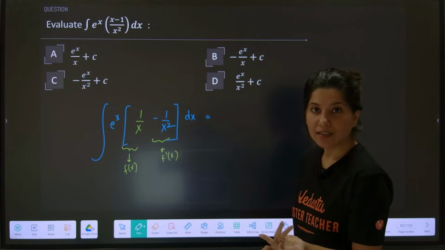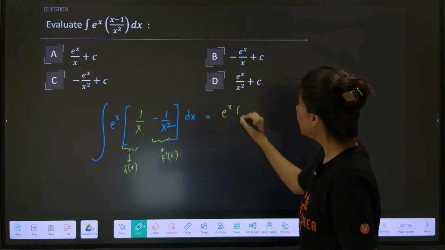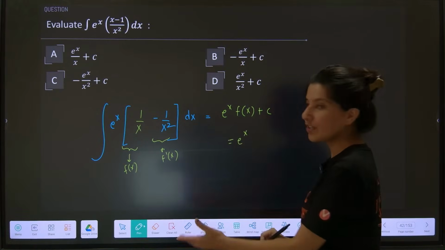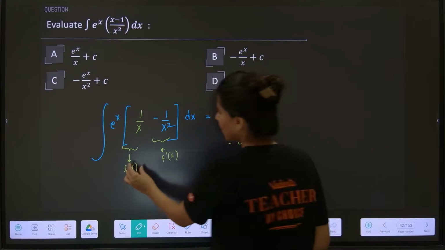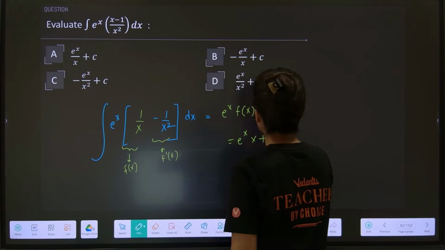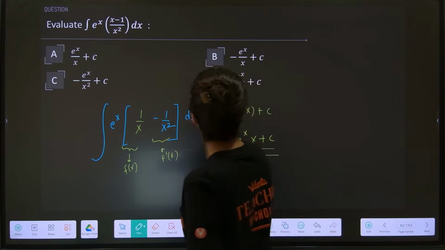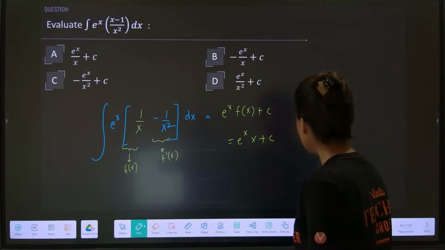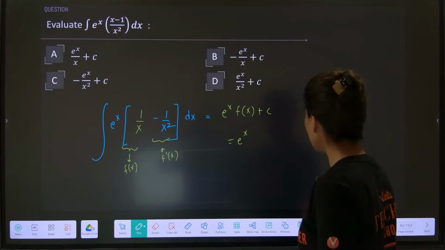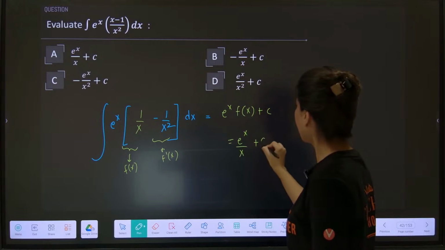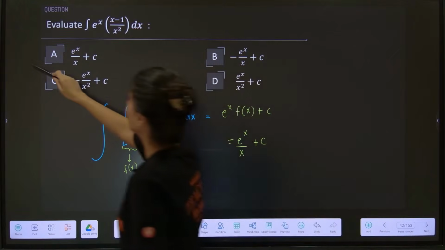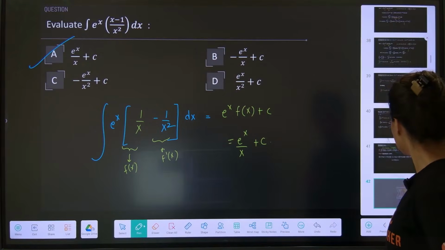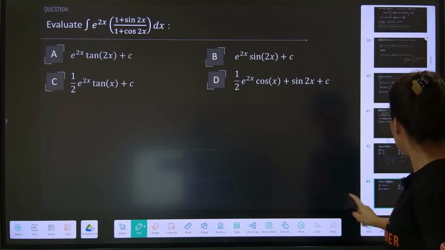What is the answer then? The answer would be e power x into f(x) plus c. So e power x, identification is done, the 99% job is done, just put the value of f(x). So this is your answer, e power x upon x, since f(x) is 1 by x. Option A. Okay, clear?